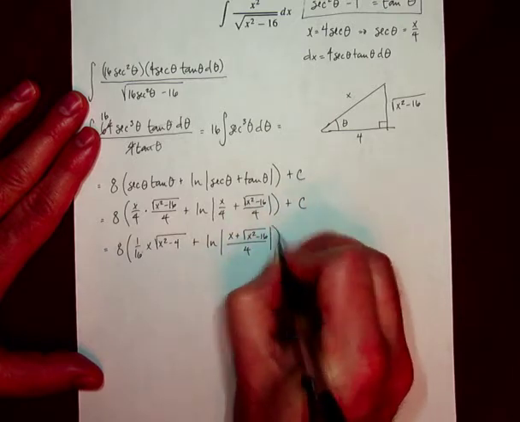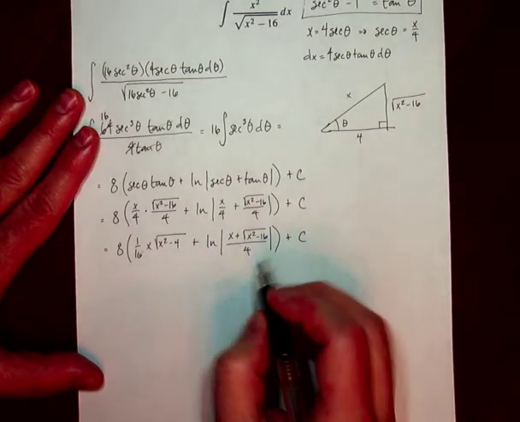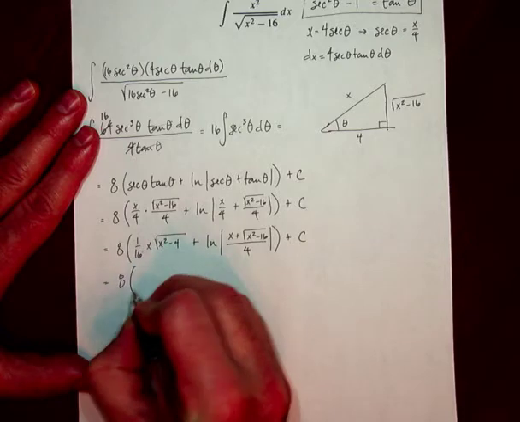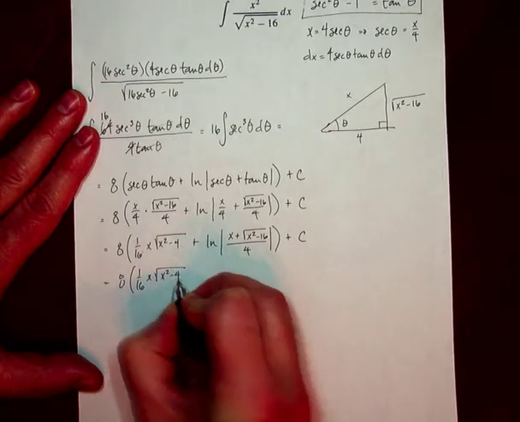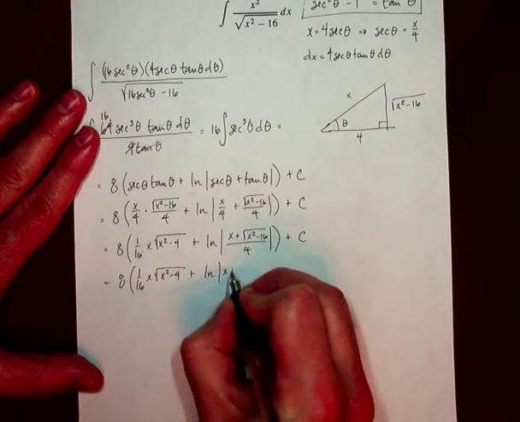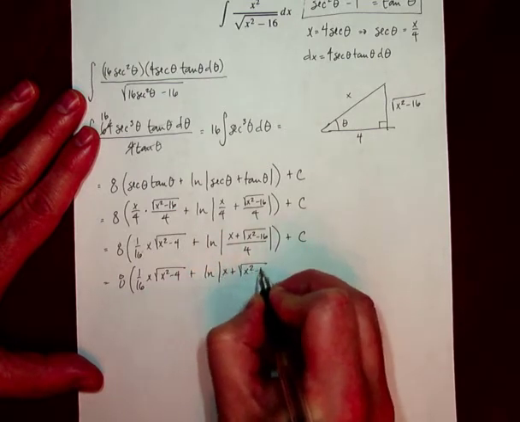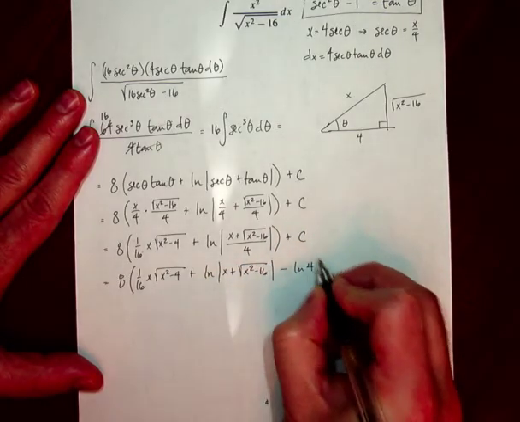Now remember your properties of logarithms. This can be split up into 2 logarithms, and I'm going to do it explicitly this time. The next time I'm just going to get rid of the denominator. And the reason that I can get rid of that denominator is it just winds up being minus natural log 4.